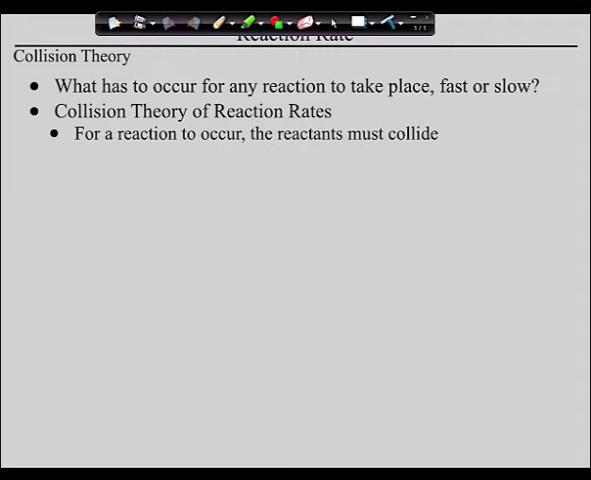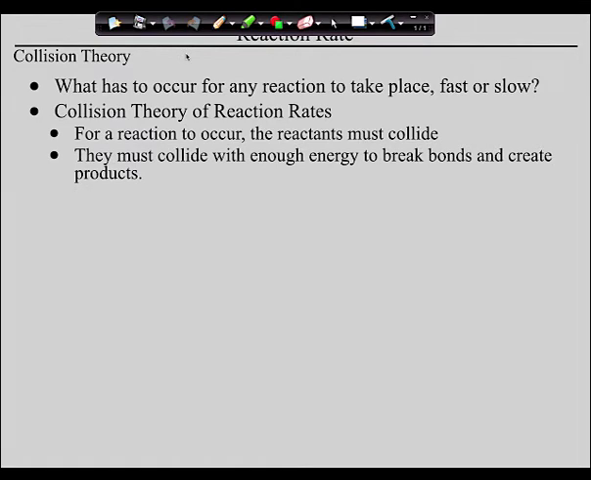Now guys, this is where this gets interesting, because it turns out that they've got to collide with a fair amount of energy. If they just bump into each other, they are not going to react. They have to actually collide hard enough that the bonds within the reactants break. And guys, if they don't collide with enough energy to get those bonds to break, a reaction will not take place.